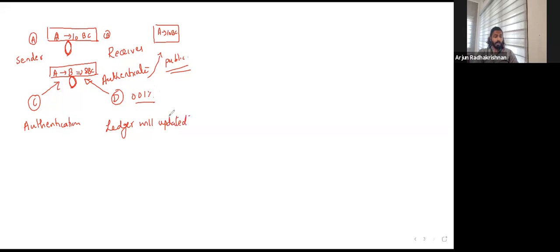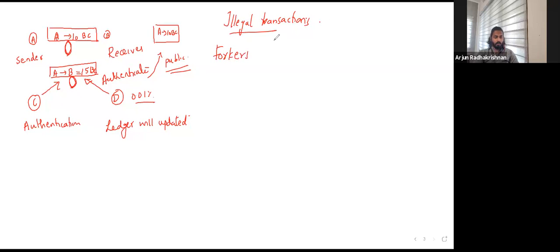Ledger will be updated. Now suppose I have 10 bitcoins with me. I tried to transfer 15 instead of 8 bitcoins. I am trying to transfer 15 bitcoins. This is an illegal transaction, and the people who create these illegal bitcoins are called forkers.